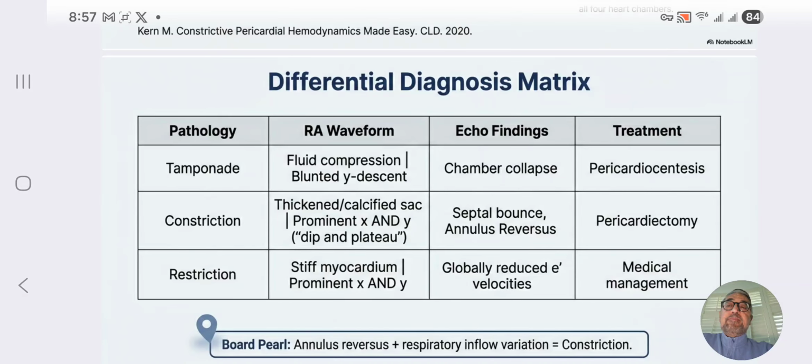On echocardiogram, in tamponade, there is chamber collapse. In constriction, there is septal bounce. In restriction, there are globally reduced E velocities. The treatment for tamponade is pericardiocentesis, for constriction, pericardiectomy, and for restriction, medical management.